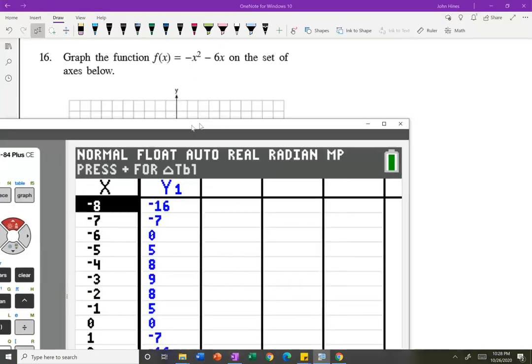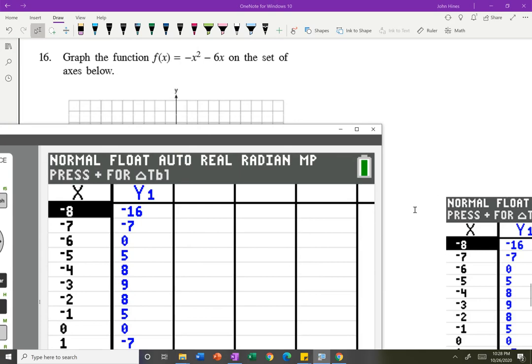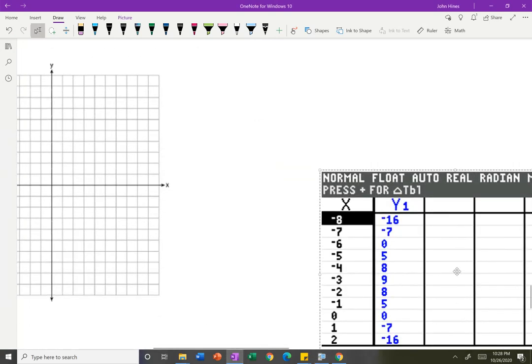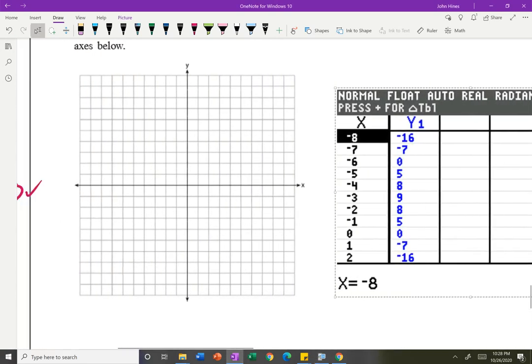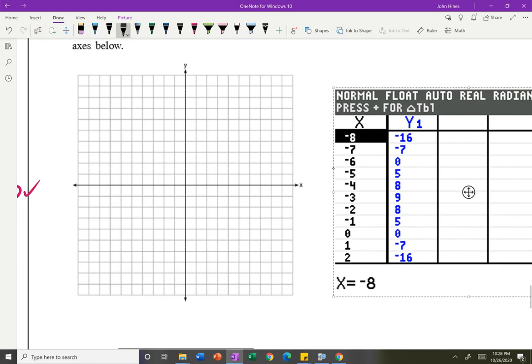Negative 7. There we go. I'm going to copy that over. So again, I'm going to find those nice values that I can actually plot the points for. Negative 7. 1, 2, 3, 4, 5, 6, 7. Down 7. Negative 6, 0. Negative 5. 1, 2, 3, 4, 5. Negative 4, 8, and then everyone starts matching up again, 8.